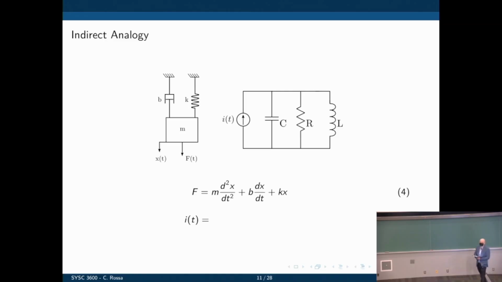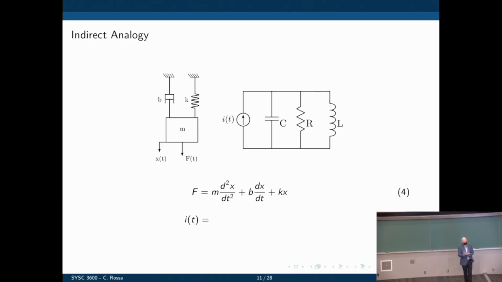Now let's take a look at a different type of analogy, because the first analogy we made, we were saying force is equivalent to voltage, but that was kind of arbitrary. We could have chosen a different way to do that. And here is the indirect analogy that will give us similar results. Now let's look at this mass spring damper system. That's the equation for it.